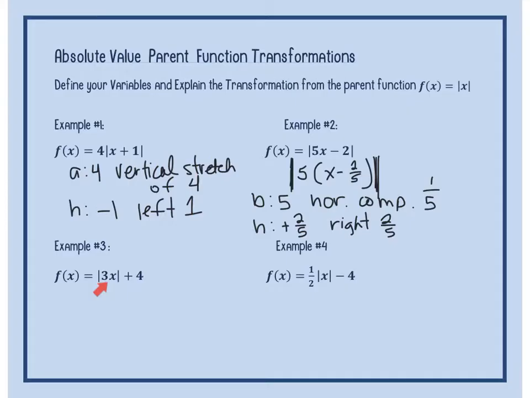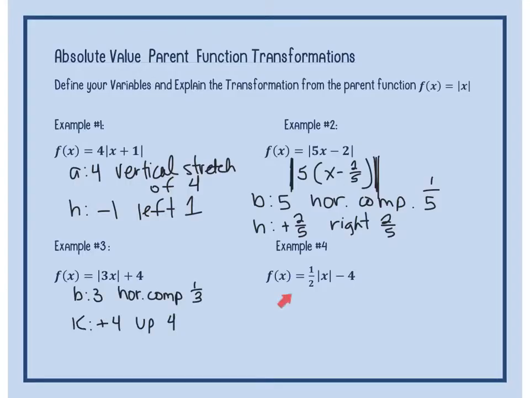Example 3, I only have a b value and a k value. I don't have to factor it out if I only have a b value. So this means that my b value is 3. Therefore, it's a horizontal compression of 1/3. Outside of the absolute value is my k value. Plus 4 means this graph is going up 4.